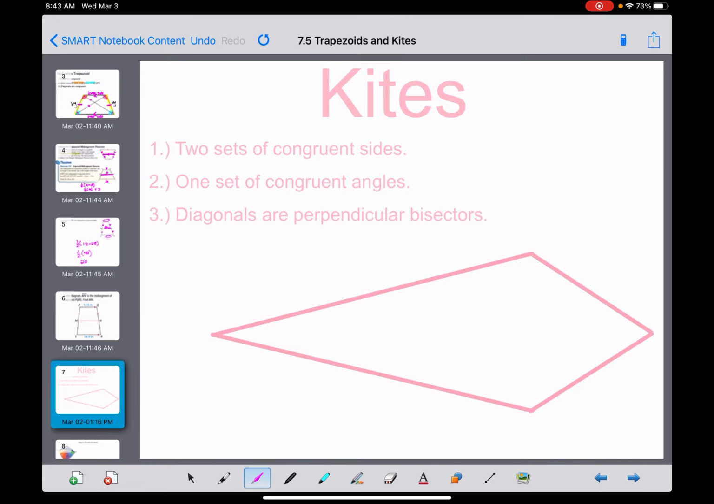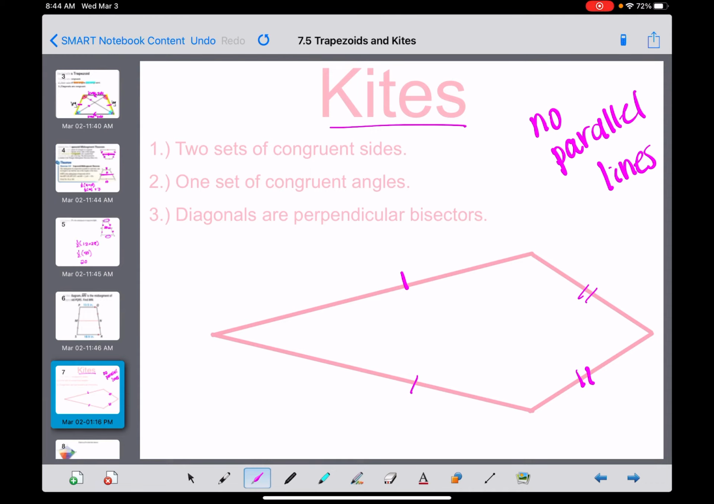The last quadrilateral that we're going to look at is kites. And if you notice, kites are a bit different. They have no parallel lines. It's the only special quadrilateral that we're looking at that doesn't have parallel lines. It does have two sets of congruent sides. However, they aren't opposite like all the other ones. So our longer lengths are equal to each other. Shorter lengths are equal to each other.